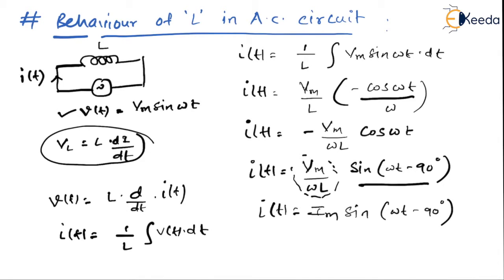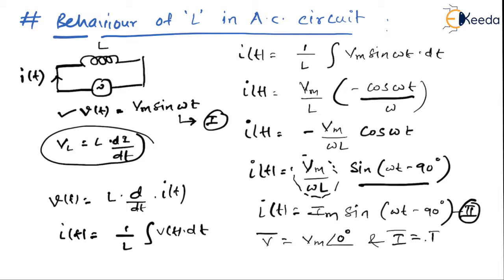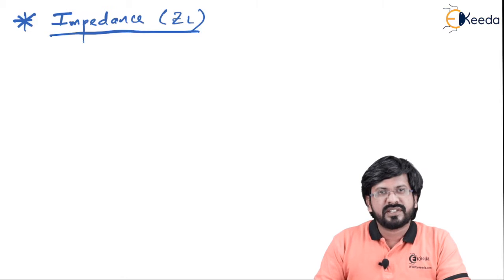Now, from V of t, which is nothing but this equation I am talking about, we can write V vector, which is Vm at an angle of 0 degree, and I can write I vector, from second equation, as Im at an angle of minus 90 degree. So now we will see what happens when we actually use this V vector and I vector. Now we will try to get impedance ZL.